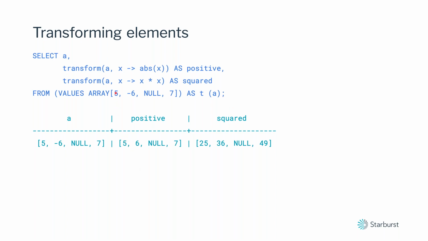So our output is 5, the -6 becomes 6, because that's the absolute value. The null stays a null, because null applied to absolute value is still null, and then 7. Another thing is, give us an array where all the values are squared, multiplied times themselves. So it's x times x, and that gives us 25, 36, again null, and 49. We could have done something else, like cast these to a string, or turn them into another array, converting an array to an array of arrays. You can do lots of things with the transform function.